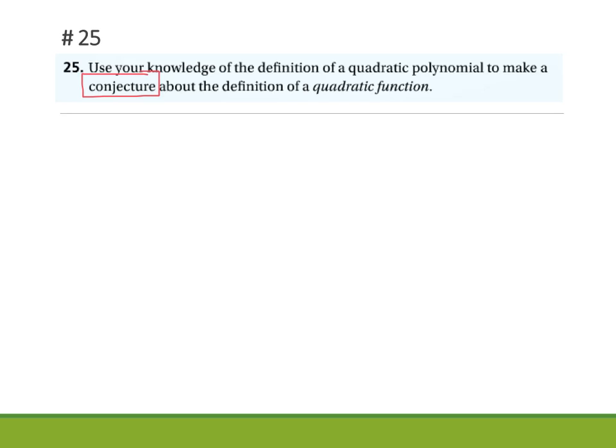What mathematicians generally do is make conjectures and then set out to prove whether the conjecture is true or false. In our case, we're not going to be proving any conjectures, but we will be making the conjecture. So we want to have a conjecture about, well, what is a quadratic function? Recall from your previous studies that a quadratic polynomial is a polynomial that has a degree of 2.